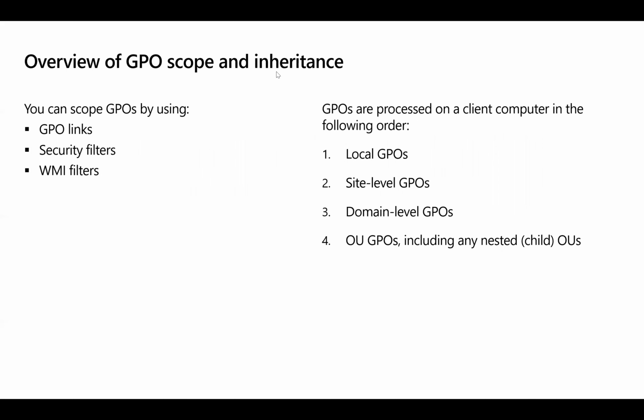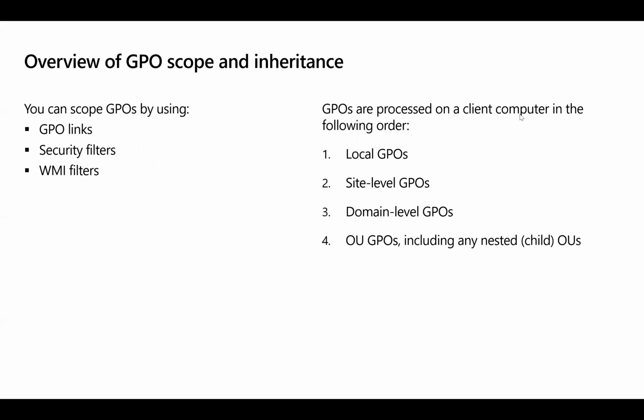Overview of scope and inheritance. You can scope a GPO using links. How do you scope? Using links, security filters, and Windows Management Instrumentation filters. So there are 3 ways to filter or target a specific group policy.